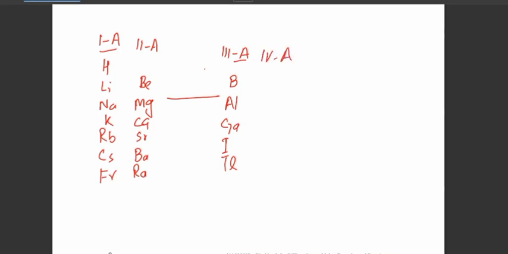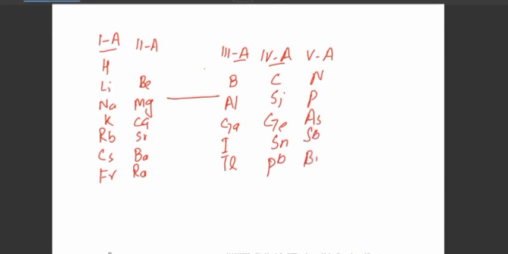Next is the fourth group. That is the fifth group. Means nitrogen, phosphorus, arsenic, bismuth, and tin and bismuth.